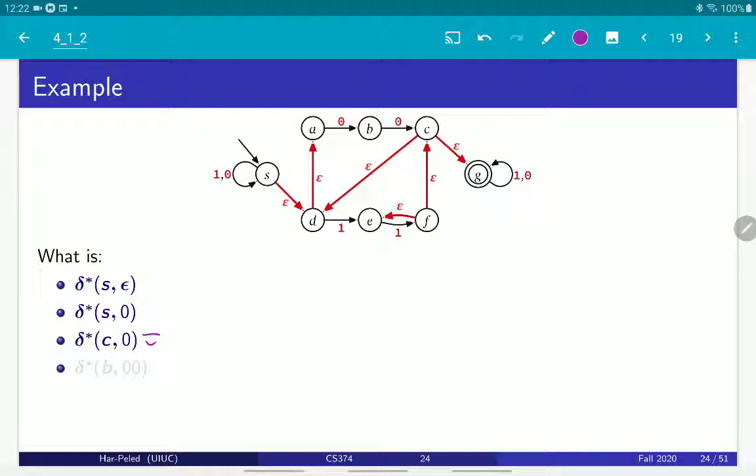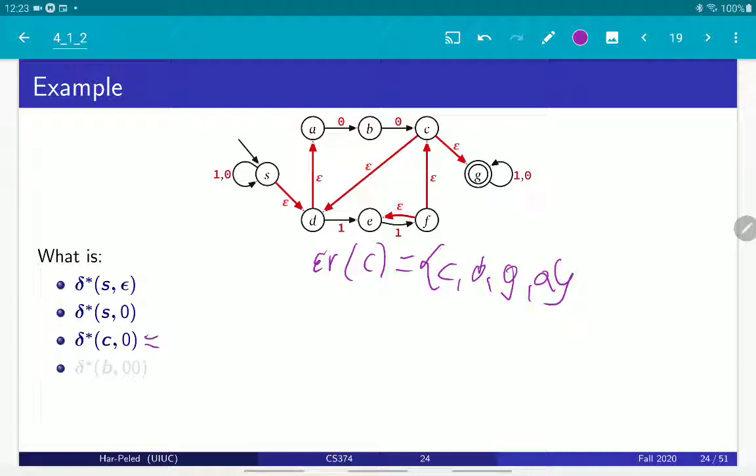Delta star of C, 0, so we're in C. Okay, so first we need to do the epsilon closure. So what is the epsilon reach of C? Let's see. It's C, of course, it's D, it's G, and it's A, right? This is the epsilon closure.